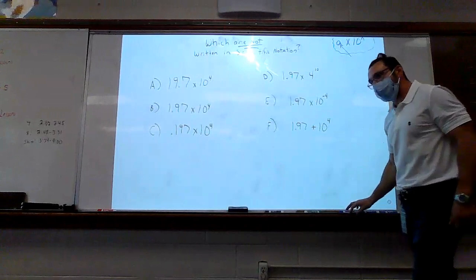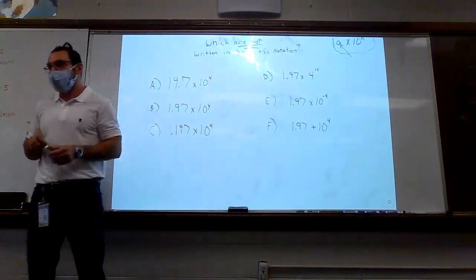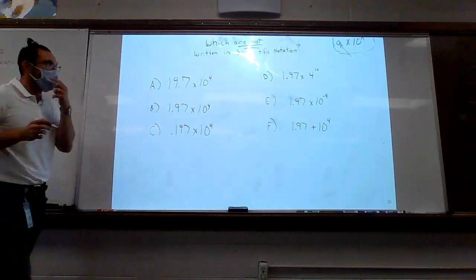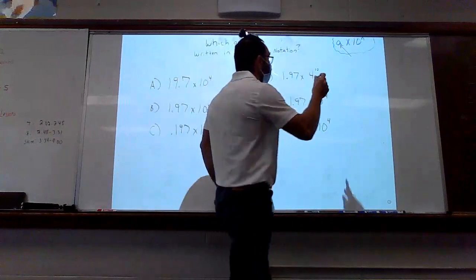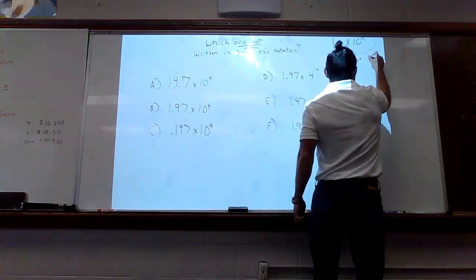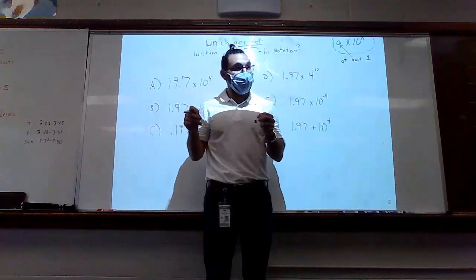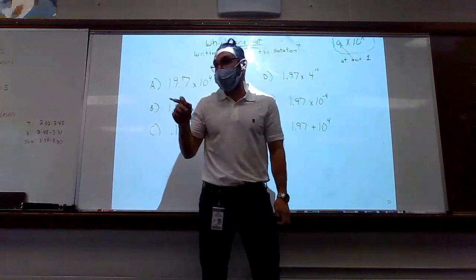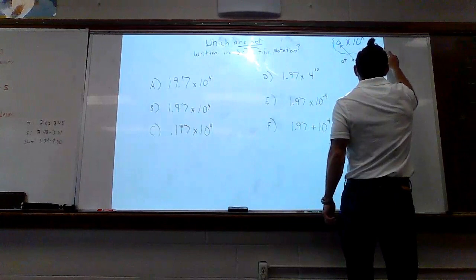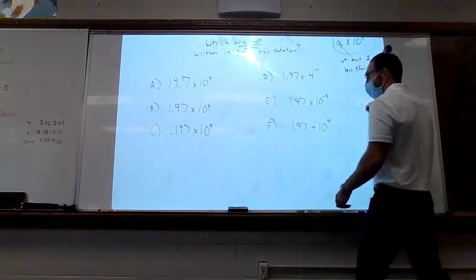What does the first number have to be for us to have scientific notation? Bree. It has to be over 1 or less than 10. Okay, so not over 1. It has to be at least 1. So can it be 1? Yes. Can it be 2? Yes. Can it be 0.7 or 7/10? No. Has to be at least 1, but less than 10.